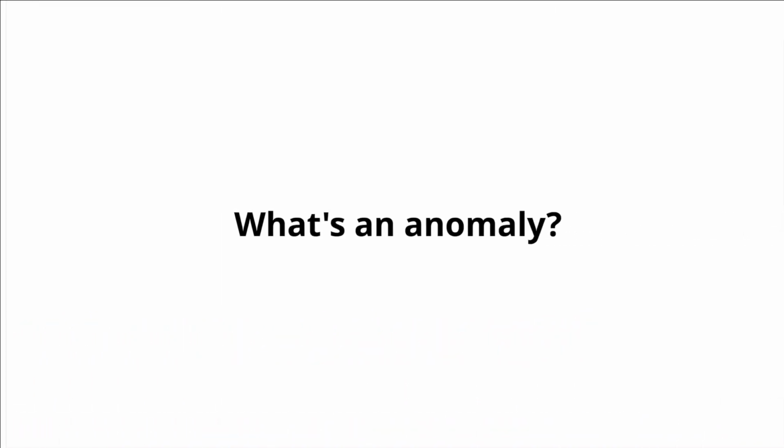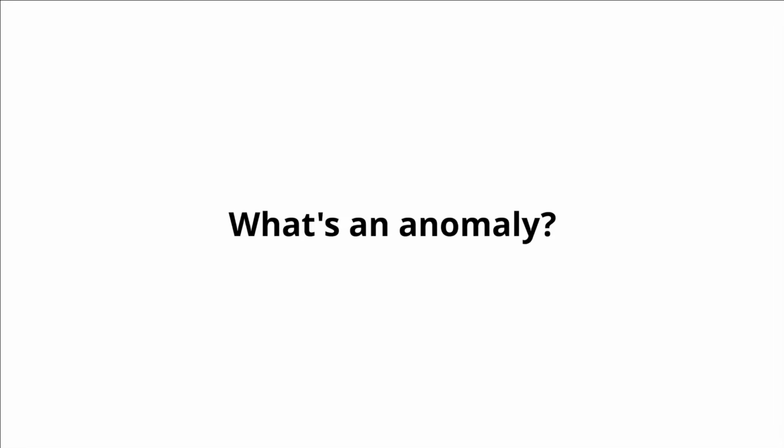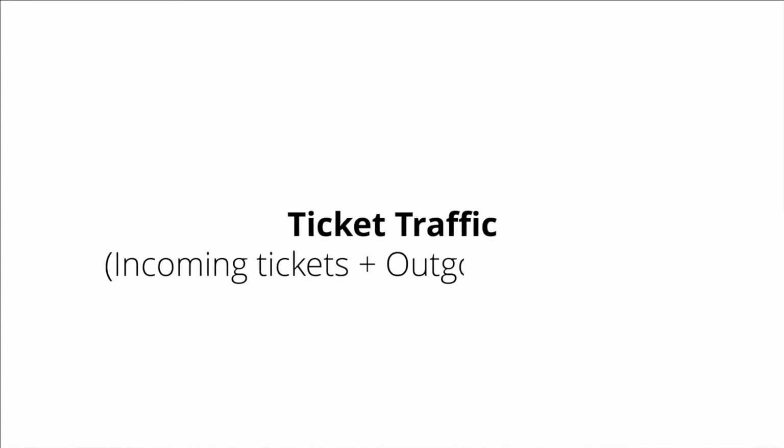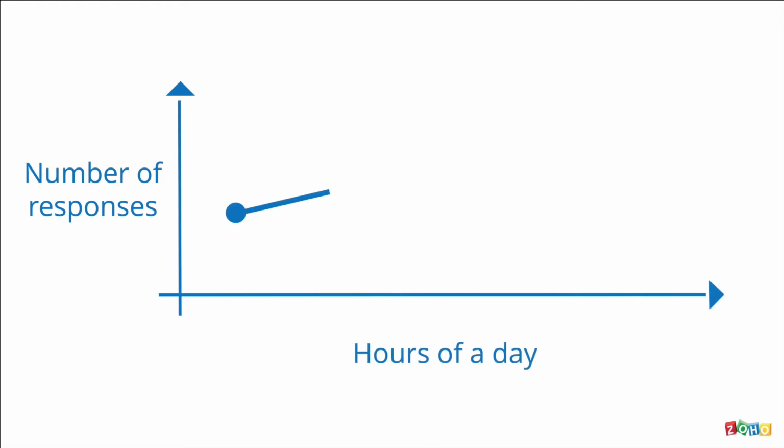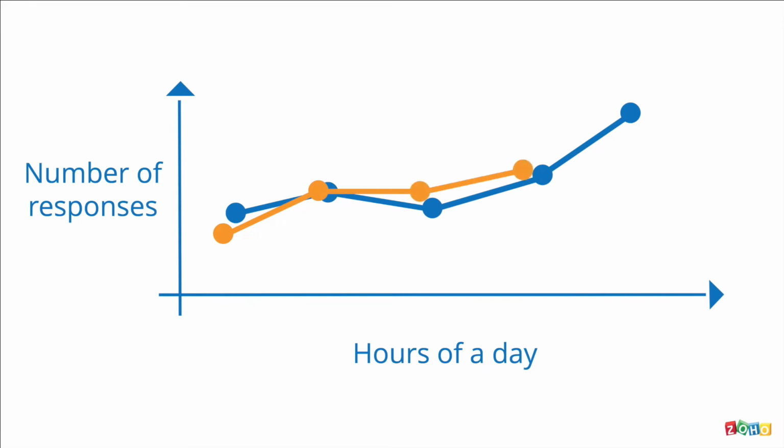Zia can also detect anomalies in your customer service process. So what's an anomaly? Let's define that first. Any deviation from your usual ticket traffic is an anomaly. By ticket traffic, we are referring to the incoming requests from your customers and outgoing responses from agents. The anomaly detection feature in Zia takes the incoming and outgoing traffic from the last 30 days and plots a trend line. Zia will then compare the actual ticket traffic on any given day, which includes customers reaching out to you and your team's response to these tickets, with this trend line.